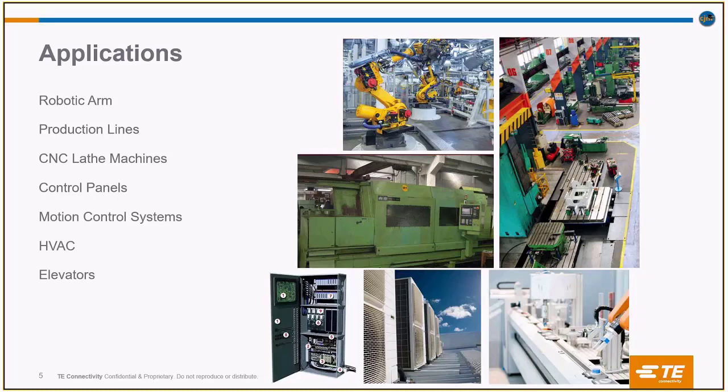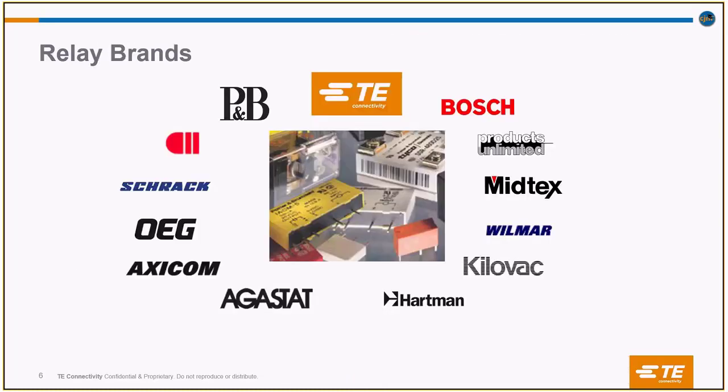Moving on next to relay brands, we have T Connectivity that produces relays. Our competitors include Bosch. Everybody would have heard the term Bosch. Then Products Unlimited, Midtex, Wilmar, Kilovac, Hartmann series. We have come across Hartmann series of products as well. Agastat, Axicom, OEG, Schrack, CII Technologies.